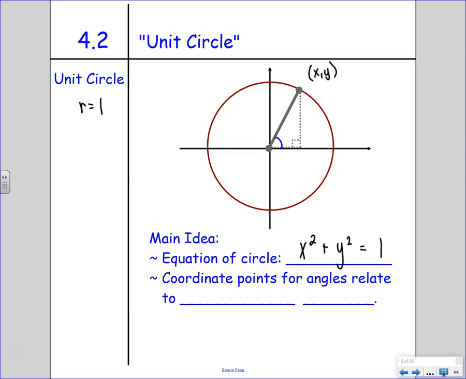So I'm going to mark right now the hypotenuse of a triangle to be 1. Now, to get to this point, you go over an x and up a y. So technically, in the unit circle, any point can just be a triangle, where you go over an x and up a y.